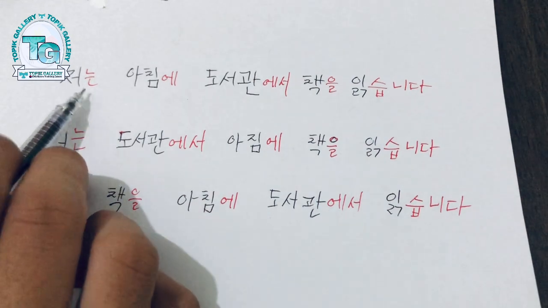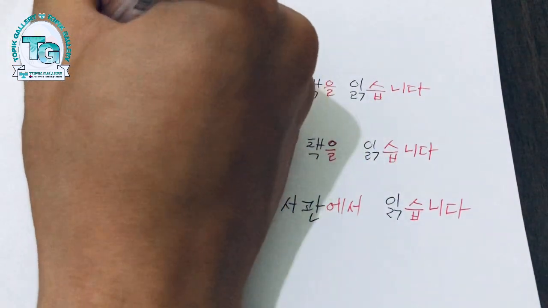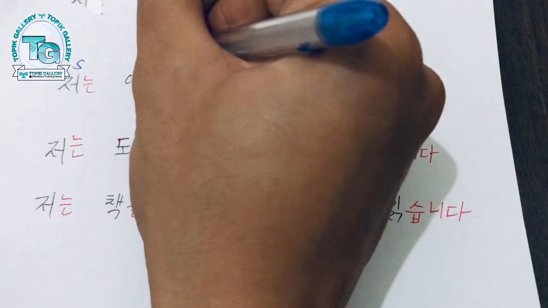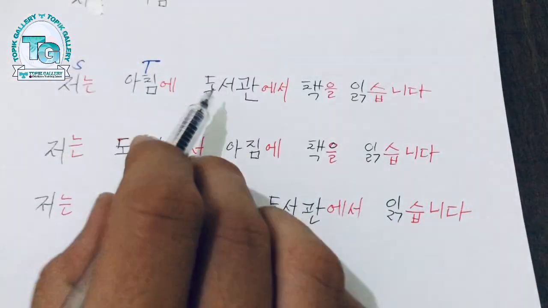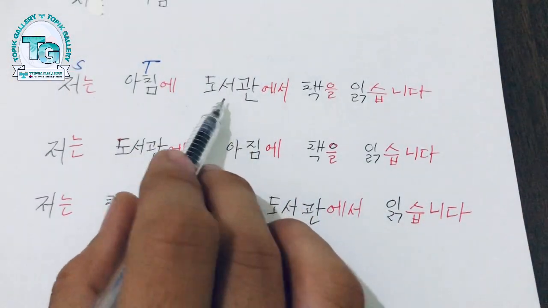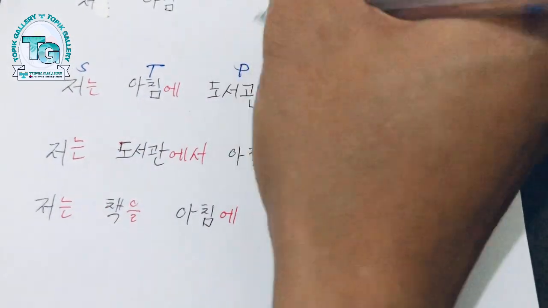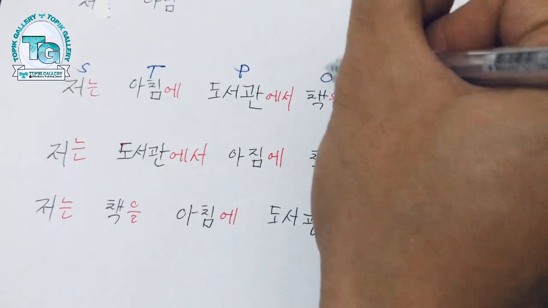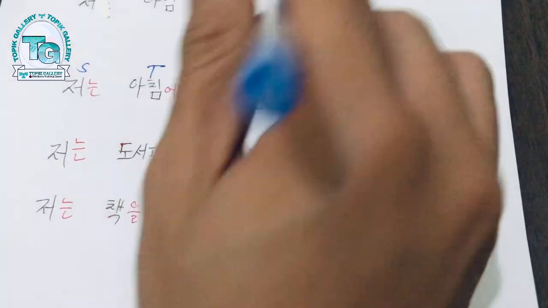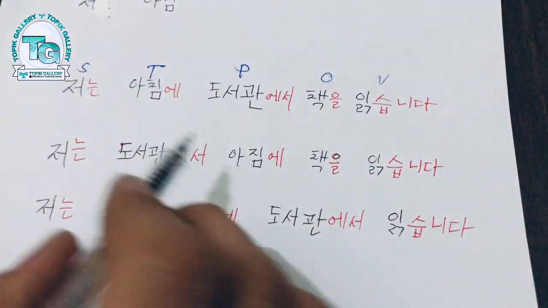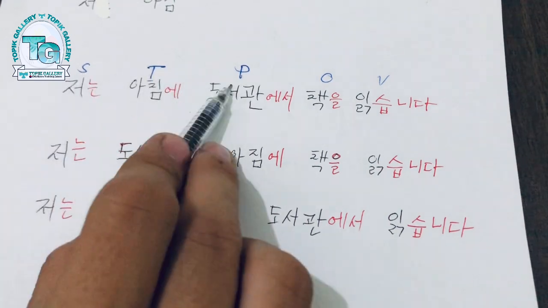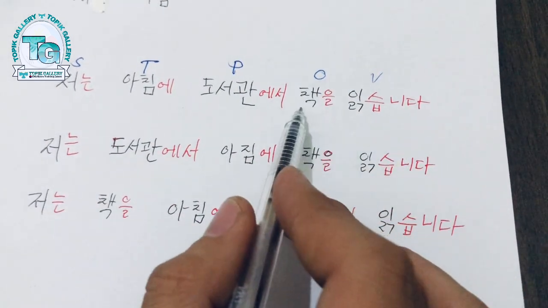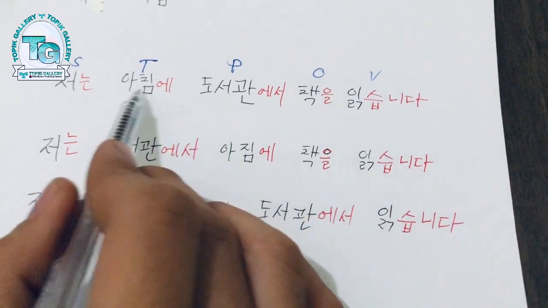Okay, so 저는, so yung subject ay 아침에, in the morning, the time, then 도서관에서, okay, 도서관 is yung library, the place. And then, check is book, yung object. And then, the 읽습니다 is yung verb. Okay. So, this is STPOV pattern. Okay. So, I read book in the library in the morning.